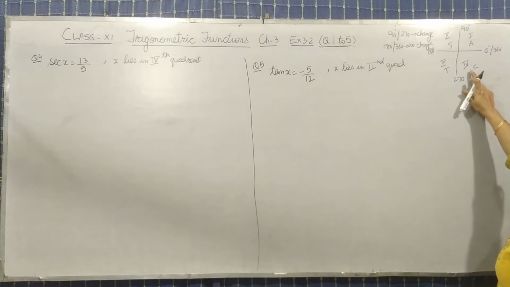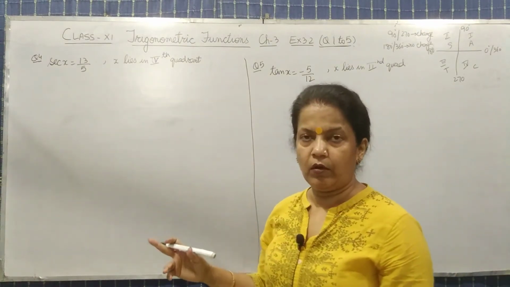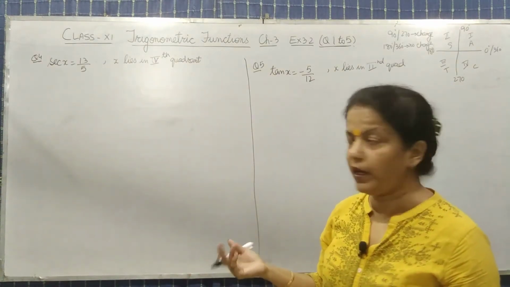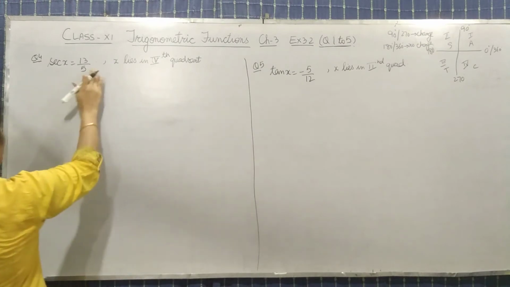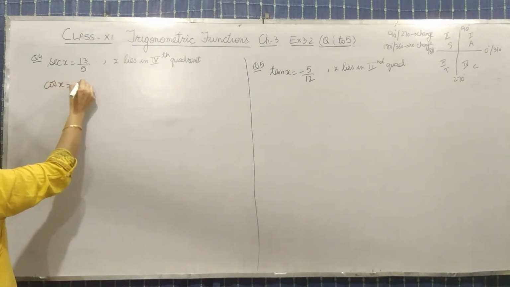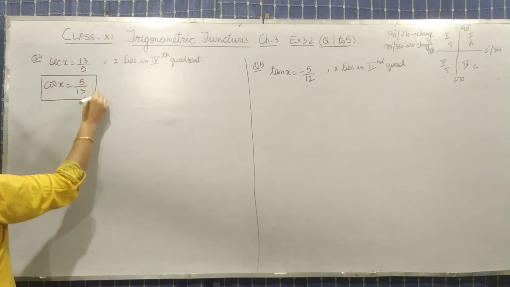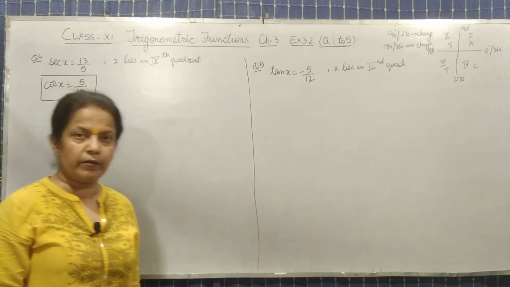Now in 4th quadrant, cos is positive. Cos or sec is positive. Okay. And the remaining ones will be negative. So sec x is given, so we can find out cos x. Cos x will be 5 by 13. So one trigonometric ratio we have got it here.